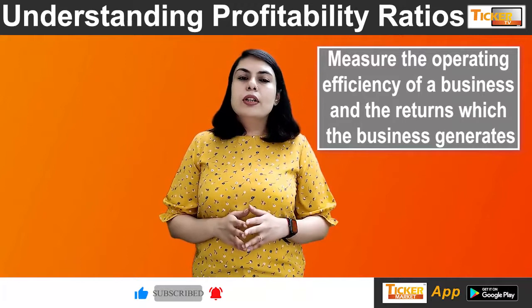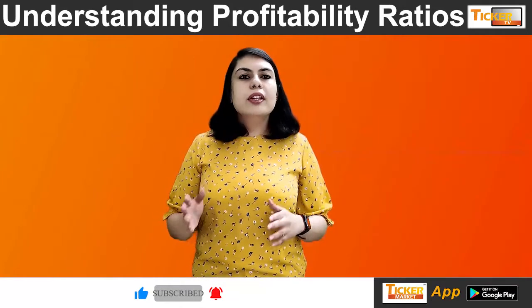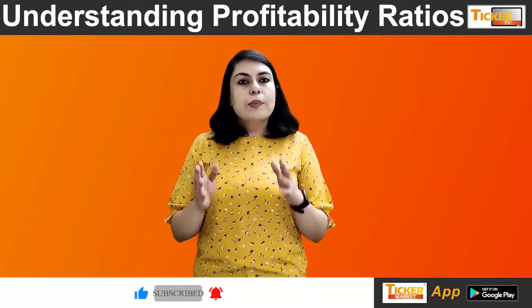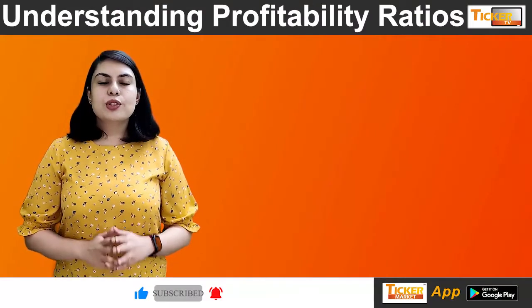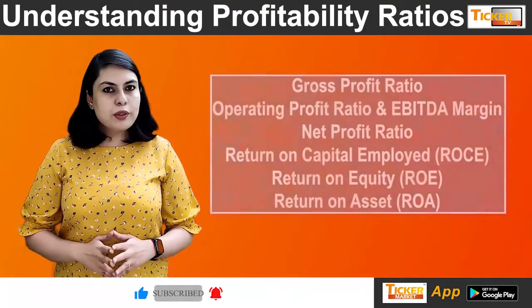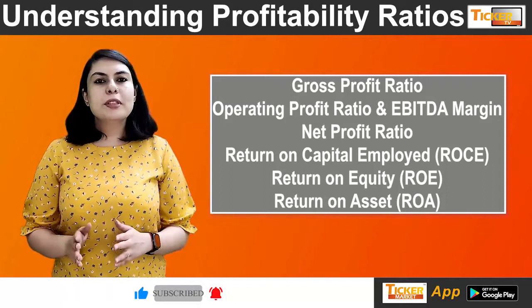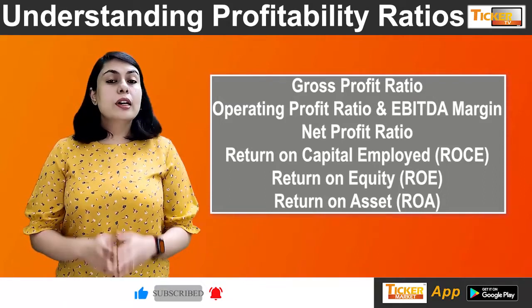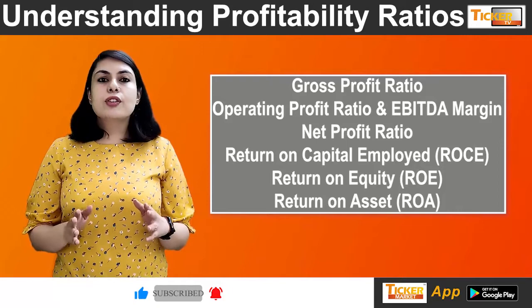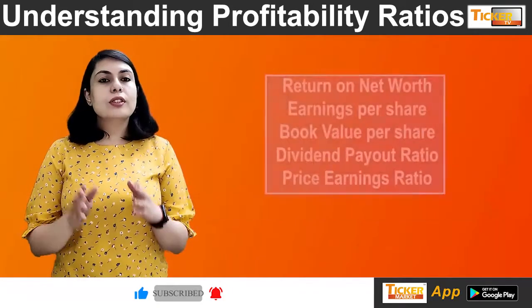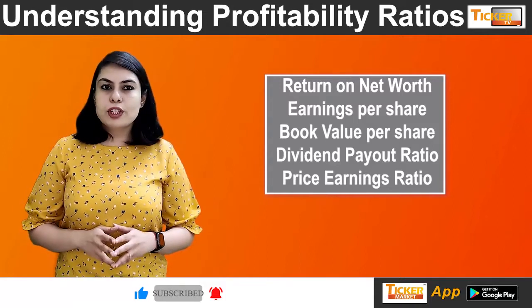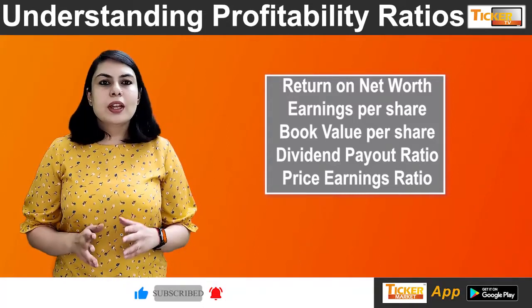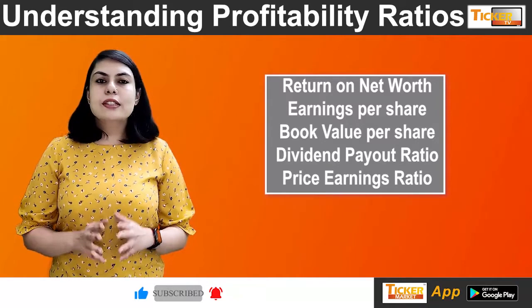The different stakeholders of a business, including the owners, management, creditors, lenders, etc., are interested in the profitability ratios for different purposes. There are different types of profitability ratios, and these are as follows: gross profit ratio, operating profit ratio and EBITDA margin, net profit ratio, return on capital employed, return on equity, return on assets, return on net worth, earnings per share, book value per share, dividend payout ratio, and price earning ratio. Now let's start understanding each one of these in detail.